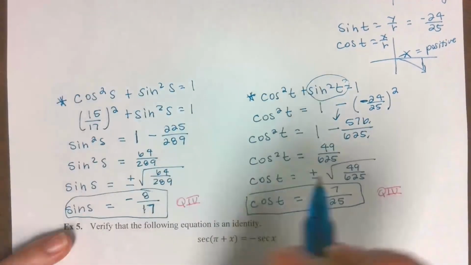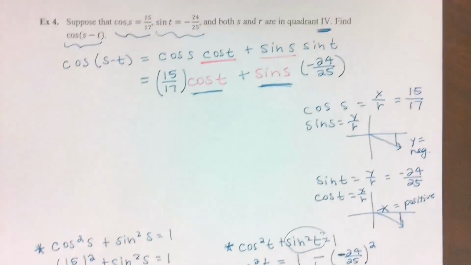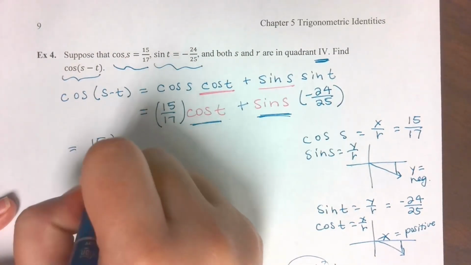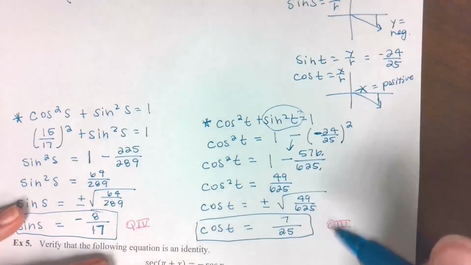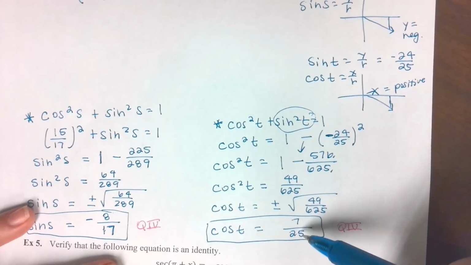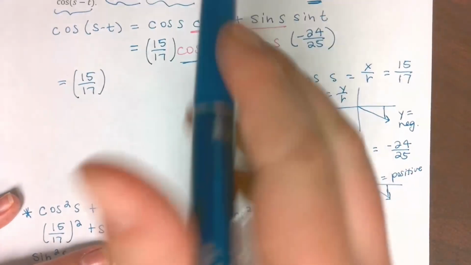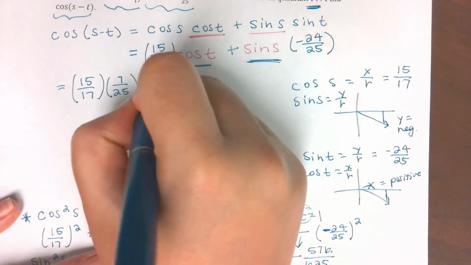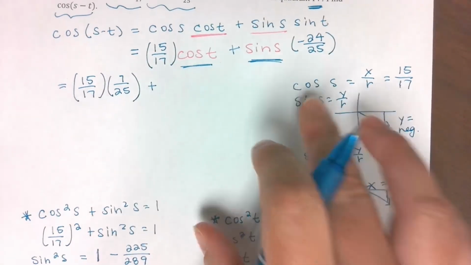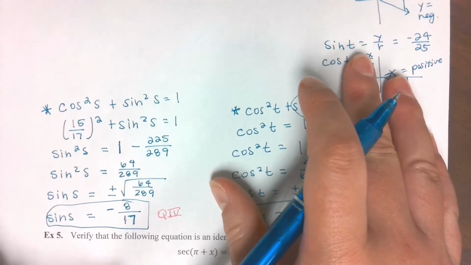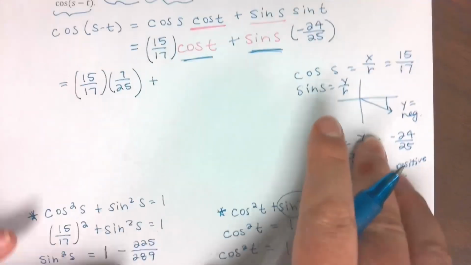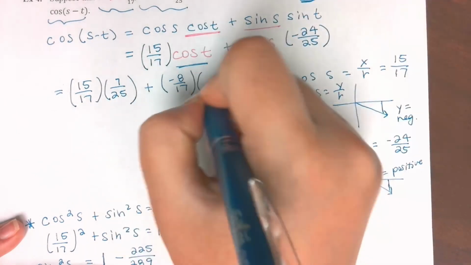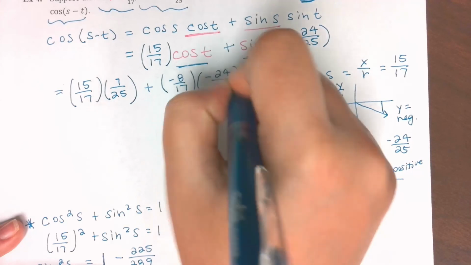Now we can take these values and plug them back into our equation. So we have 15 over 17, and then cosine t is 7 over 25, so I'm going to plug that in right here, 7 over 25, plus sine s, so sine s is negative 8 over 17, times negative 24 over 25.